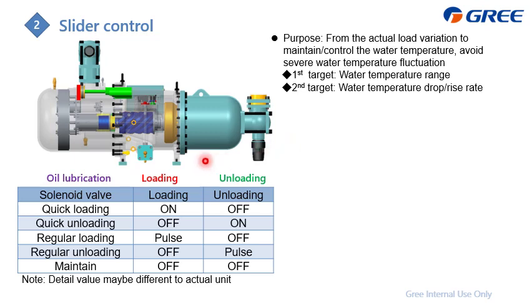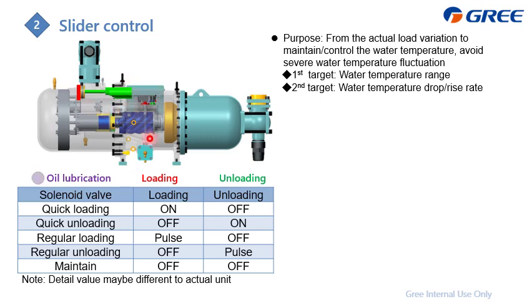First, I will show you how this slide changes position. And this is the compressor. The green one, which is this one, is the slider. We change the position by the oil, which means the oil is not only for the compressor for lubrication, but we can also apply it to change the slider position.